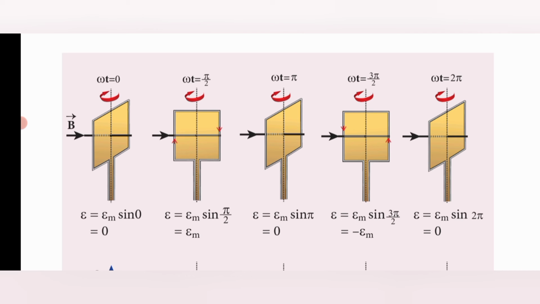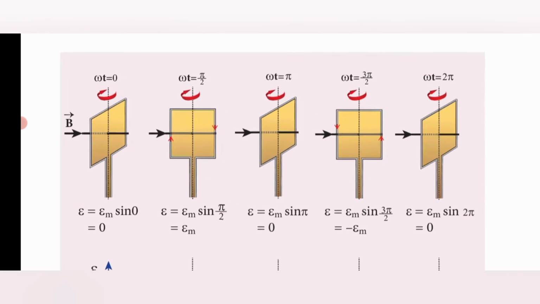First, the sine theta value is 0 at the rest position, where the magnetic field and the coil are perpendicular to each other. So this is sin 0, and the whole value, epsilon, is equal to 0. That is the first one. Second, the coil rotates in the anti-clockwise direction to sin 90 degrees, which is the maximum value of the induced EMF. So sin 90 is 1, and epsilon is equal to epsilon m, the maximum induced EMF.